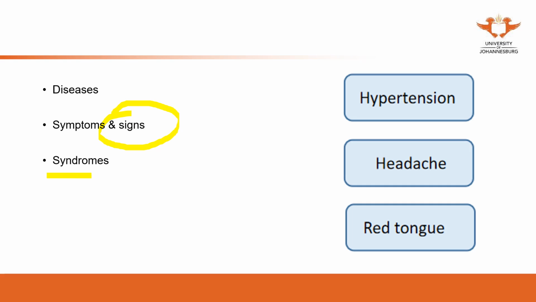And then we talk about syndromes. A syndrome is a group of symptoms or signs at a specific stage. What does it mean here? For example, when we talk about a disease, we mention that the disease is the full process from the beginning to the end.